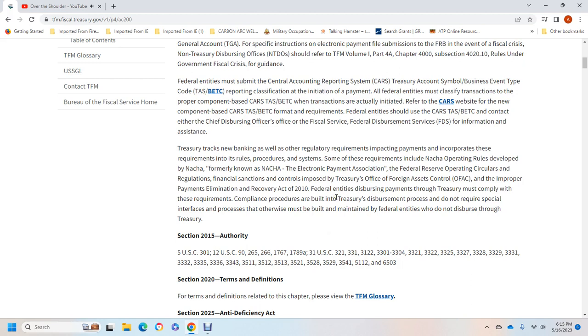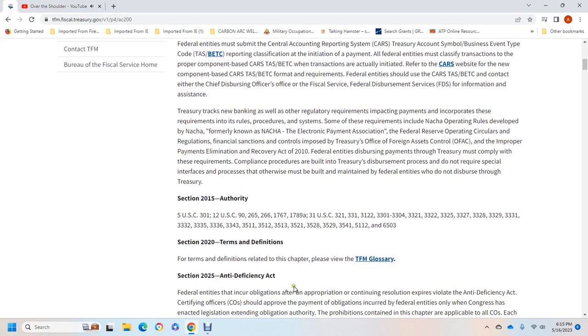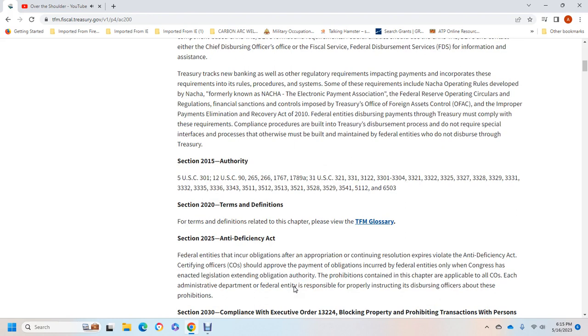Alright, Section 2020, Terms and Definitions. Terms defined related to this chapter can be found in the Treasury Financial Manual Glossary. Section 2025, the Anti-Deficiency Act.